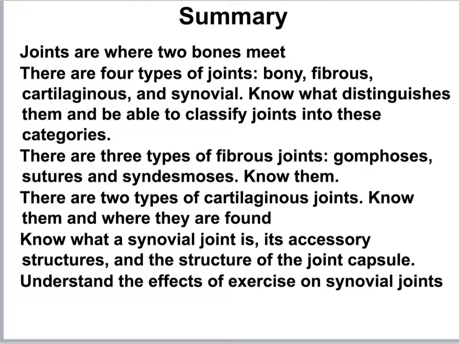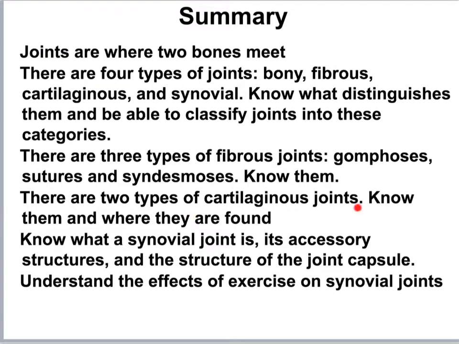So, just to reiterate, joints are any time two bones meet and are connected together. There are 4 joint types: bony, fibrous, cartilaginous, and synovial. You should know what distinguishes them and be able to classify joints into these categories. So if I say 2 bones held together by bone, that's a bony joint. You should know the 3 types of fibrous joints: gomphoses, sutures, and syndesmosis. So if I say something like, this type of joint holds a bone to a tooth, then you should answer gomphoses.